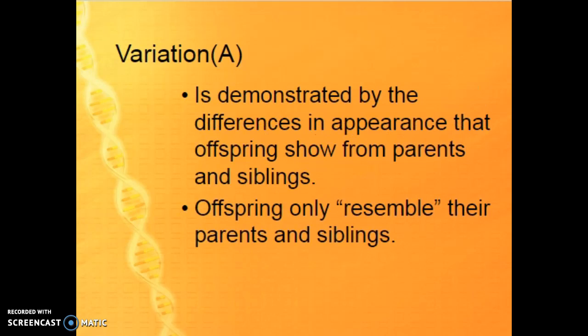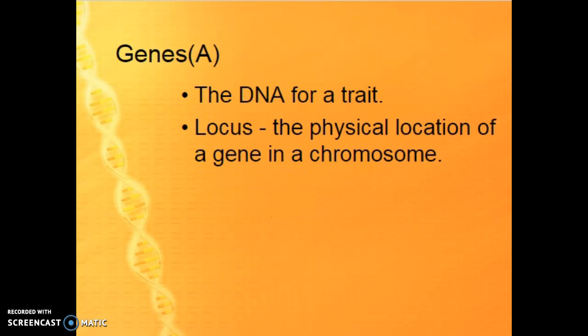So another foundational term here, variation, is going to be differences. Essentially, any difference between two organisms are called variations in terms of genetics. We're looking at phenotypes typically, but eventually we'll get to where we'll look at genotypic variation. Offspring only resemble their parents and siblings. They're not identical matches to their siblings. That's what that point is supposed to make.